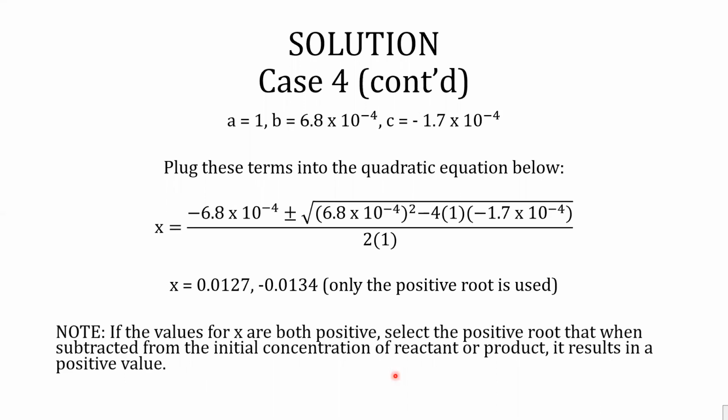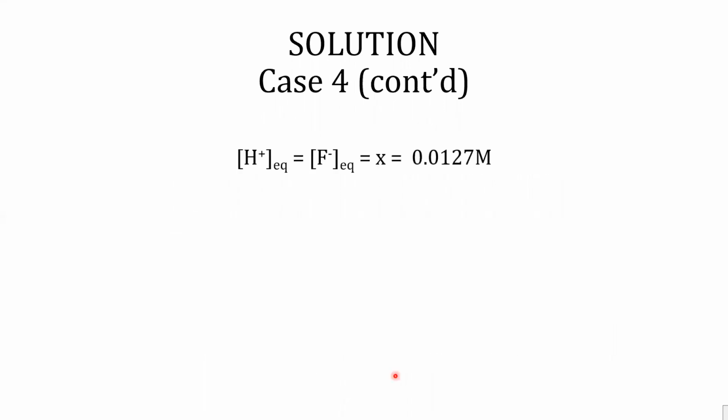If the values for x are both positive, select the positive that when subtracted from the initial concentration of reactant or product, results in a positive value. The equilibrium concentrations of H+ and F- are 0.0127 molar each, and for HF, the equilibrium concentration is 0.237 molar.